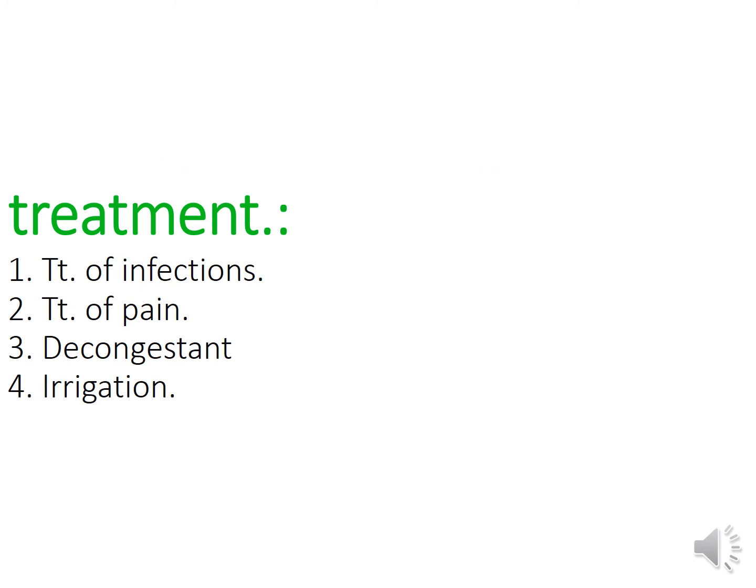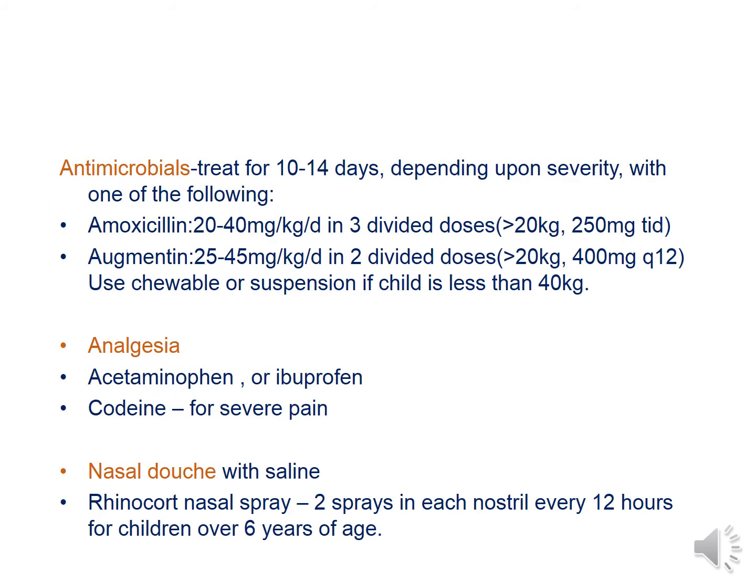Treatment: baseline treatment includes treatment of infection, treatment of pain, decongestant, and irrigation. This is the outline of treatment. Antibiotics are given according to the age and severity of infection. In simple infection, amoxicillin can be given at 20 to 40 milligrams per kg per day in 3 divided doses, and in severe cases, Augmentin, especially in case of resistance to amoxicillin, can be given at a dose of 25 to 45, sometimes 50 milligrams per kg in 2 divided doses.